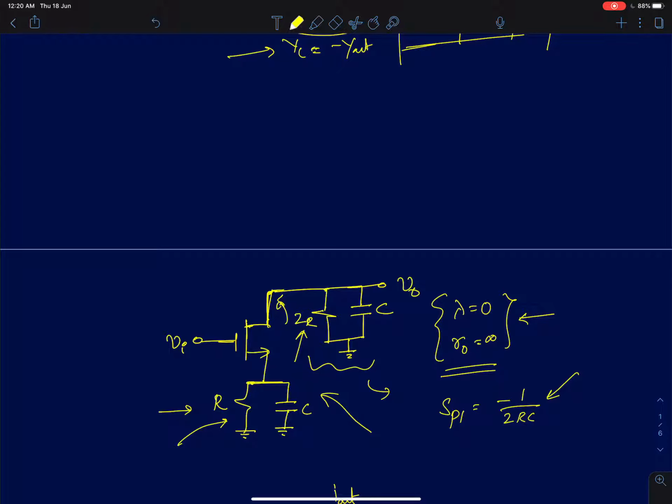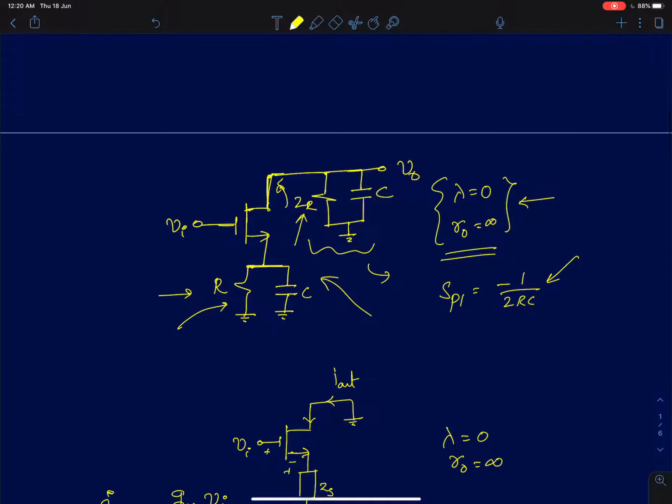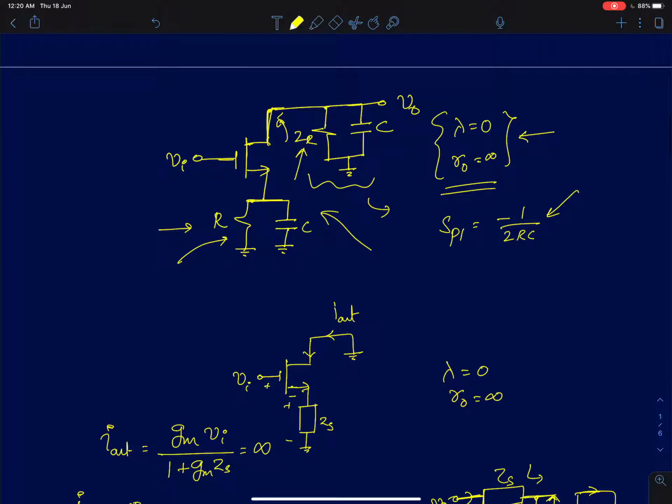Okay, that's it. Now we'll try to find, because there are two capacitors, you can have a maximum of 2 poles. So we'll see if there is another condition to find the pole. So the other condition is when I out becomes equal to infinity. For that, I'll just short circuit the output and try to find I out.